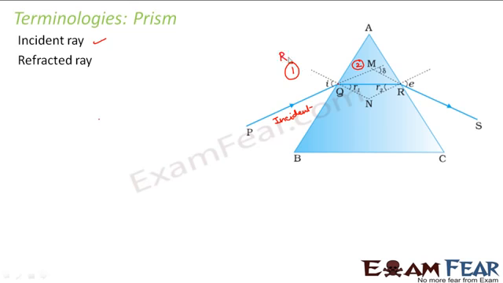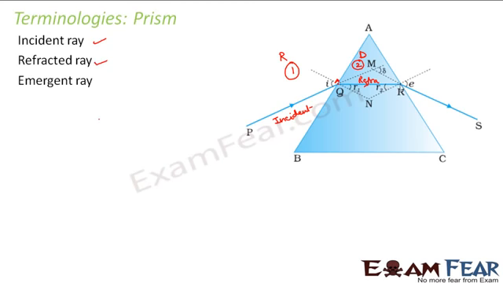Since it is entering from a rarer medium to a denser medium, the ray will bend towards the normal. This is the normal because it is perpendicular to this surface. Now you see that instead of going like this, it bent like this. So this is my refracted ray.